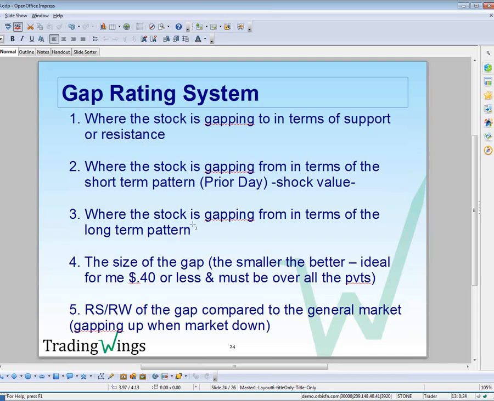much higher rated than something that's just gapping down and continuing to go down. The size of the gap. If it's just over the resistance area or just over that wide range bar if you're going long, that's going to be much better typically than a stock that's gapping well above it. And then relative strength to relative weakness. If the market's gapping up and your stock's gapping up, that's good, that's fine. But if the market's gapping up and your stock's gapping down and you're wanting to go short, that's even better because it's showing much relative strength to the market. There's a really good chance it's going to do really well no matter what the market does.